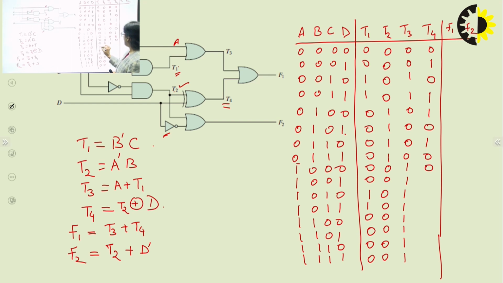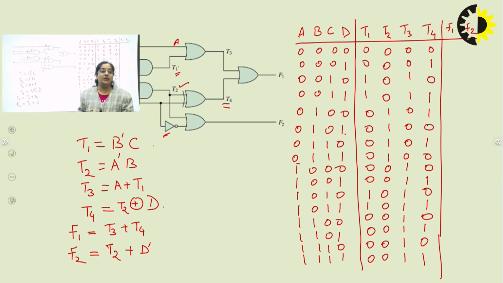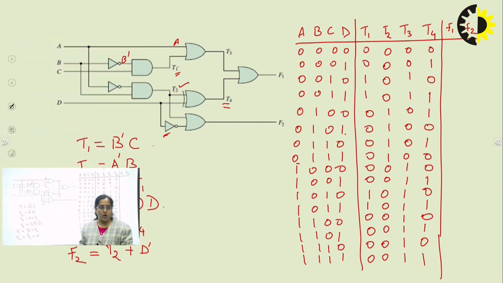0, 1, 0, 1, 0, 1, 0 and 1. So like this we will find T1, T2, T3, T4. Now if we have to find F1 and F2, in the question it is given that we have to write F1 and F2 in terms of the 4 input combination.